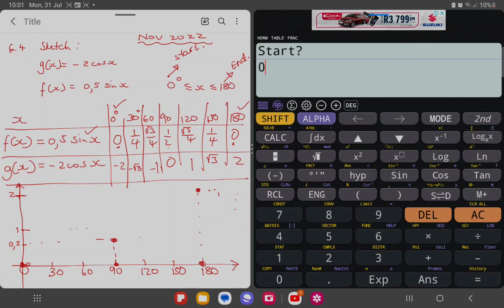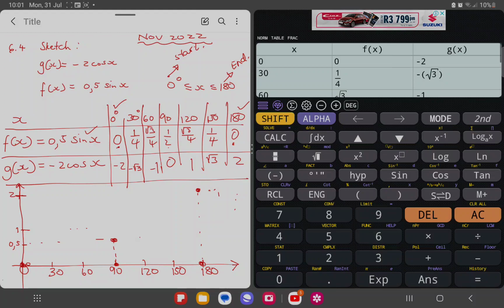Then it's going to ask for your start. The starting point is 0, press equal. Your end is 180, then you press equal. Your step is going to be 30 degrees, then you press equal. Why are we using 30 degrees?